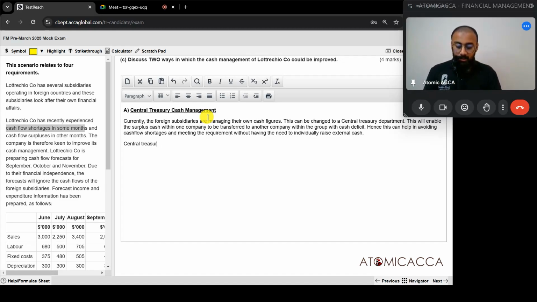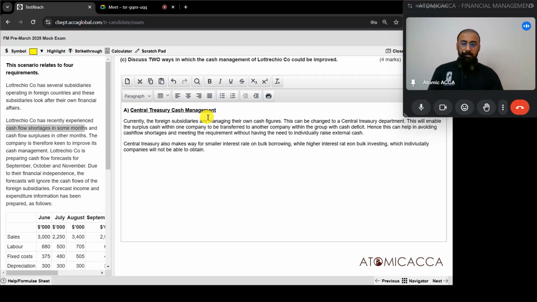Central treasury also makes way for smaller interest rate on bulk borrowing, while higher interest rate on bulk investing, which individual companies will not be able to obtain. So that is enough.